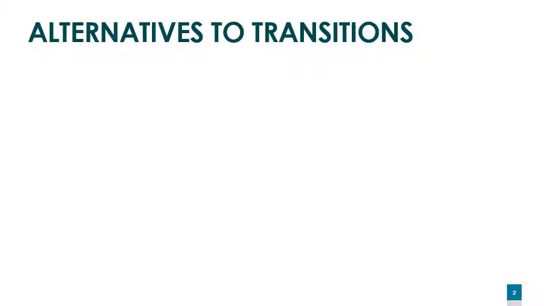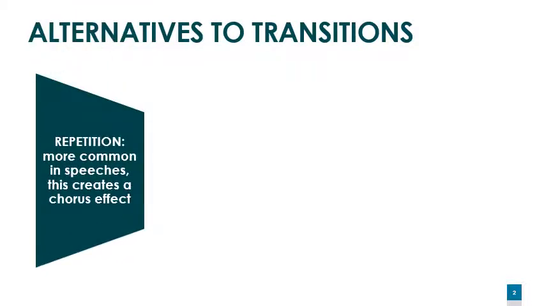Alternatives to transitions that we'll be examining today include repetition, which we'll see to be more common in speeches to create a sort of chorus effect. So this is a rhetorical strategy that you'll see sometimes used by politicians in order to make a point in speeches.